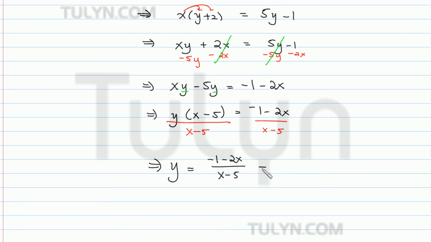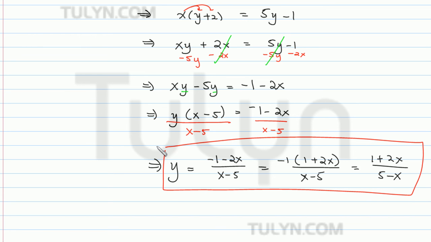And one thing you can do to make it look nicer is to factor out that negative 1 from the numerator, so you get 1 plus 2x over x minus 5. And if you want to make it look even nicer than that, you can distribute that negative 1 into the denominator, so what we're going to end up getting is 1 plus 2x over 5 minus x. But any of these solutions is appropriate, and they all are the inverse for our f of x. So there is f inverse of x.